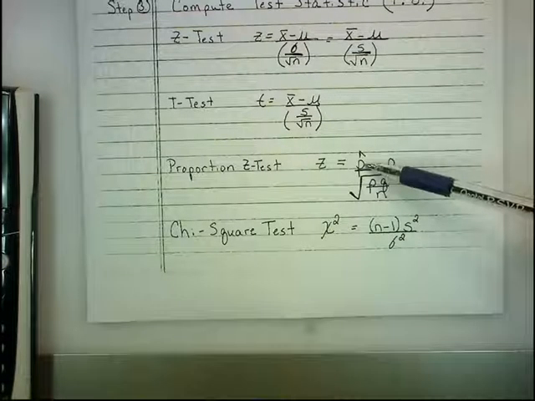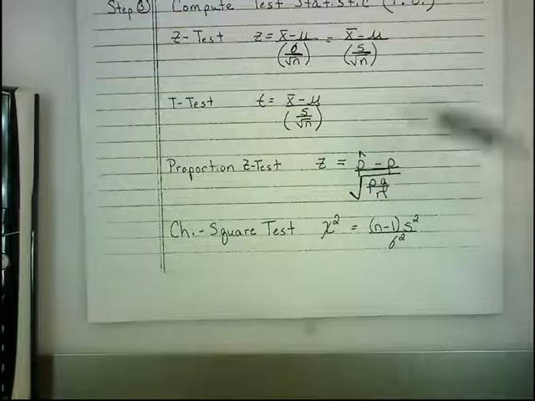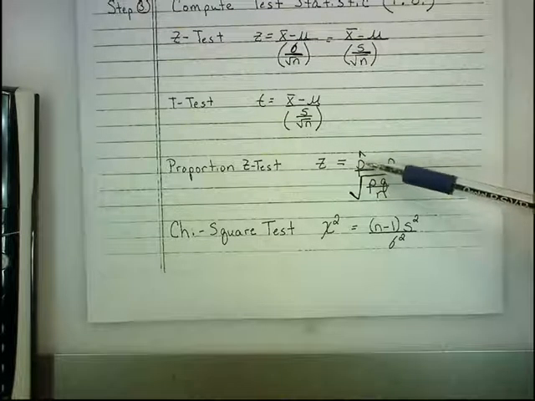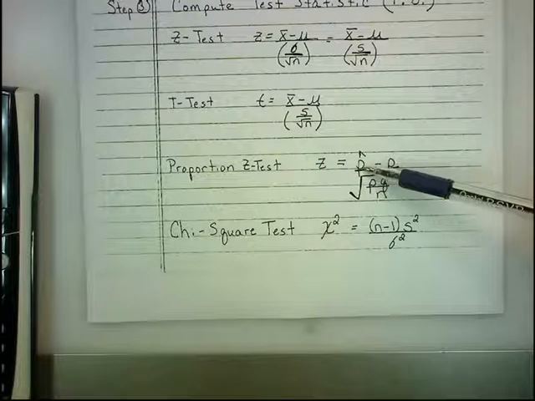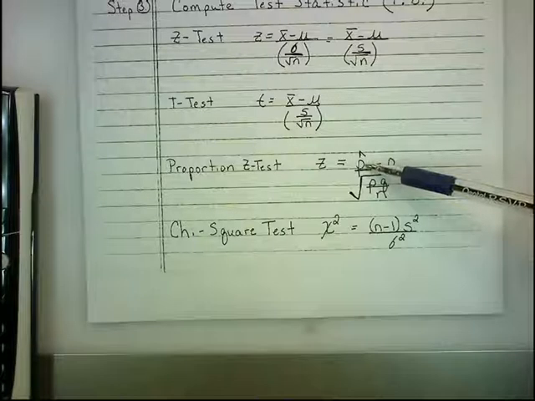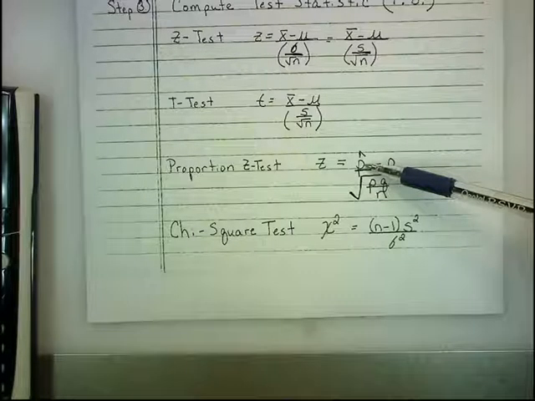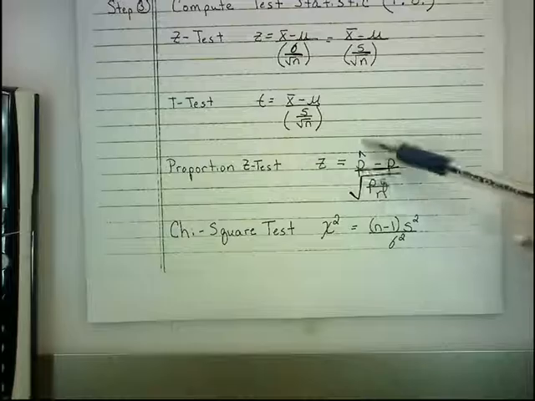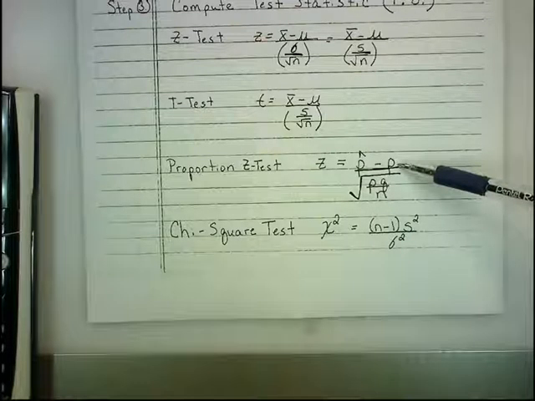P hat is the sample proportion, and we learned that in Chapter 7. It's x over n. So in a class of 40 students, if 30 go home over Thanksgiving, 30 out of 40 is 75%. P is coming from the claim statement in step 1.